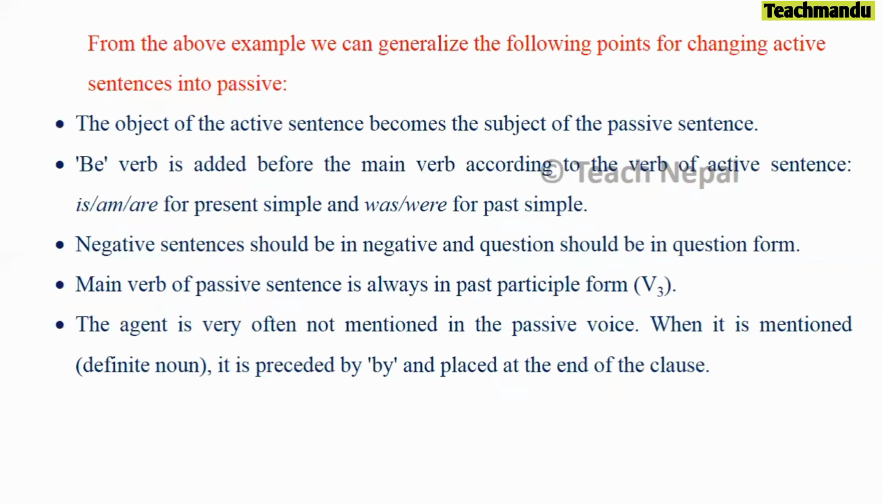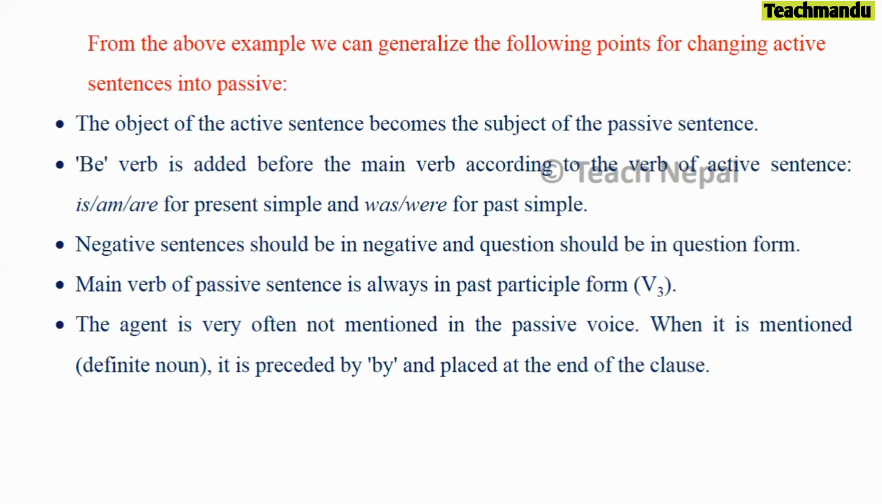Now we can generalize the rules based on the structures that you have gone through there. The object of the active sentence becomes the subject in the passive sentence, of course. Be verb is added before the main verb according to the verb of the active sentence, right? So is, am, are, was, were, has, have, these things are added before the verb. Negative sentences should stay negative and questions should stay in question form. So we should not change a negative sentence into affirmative and a question form into a statement form. The main verb of a passive sentence is always in past participle form, that is verb 3 form.